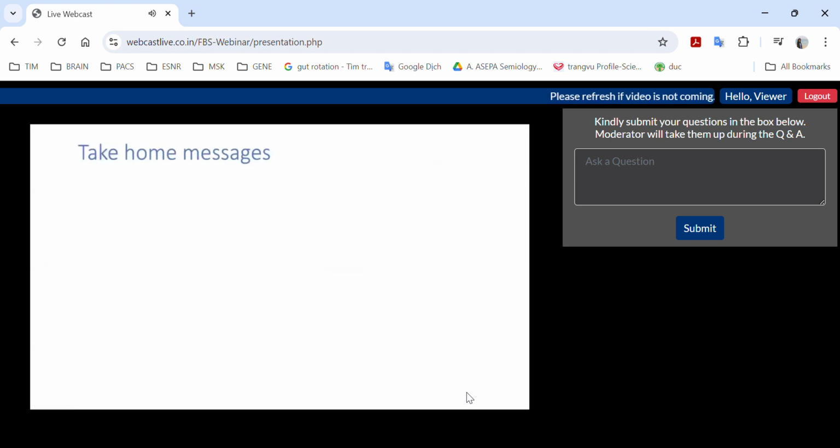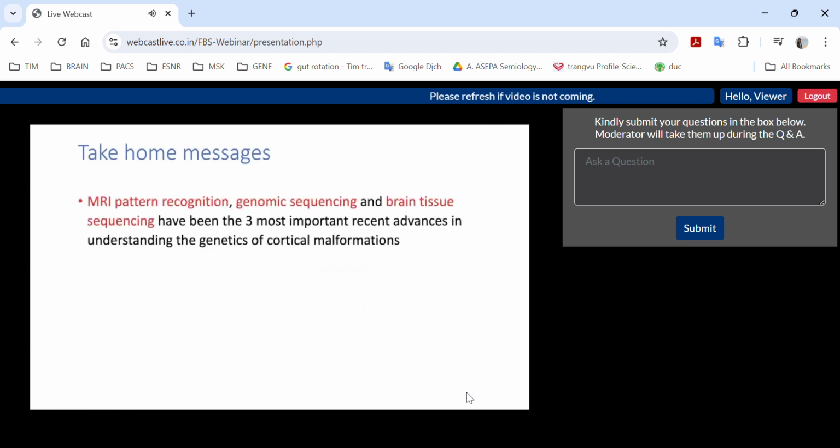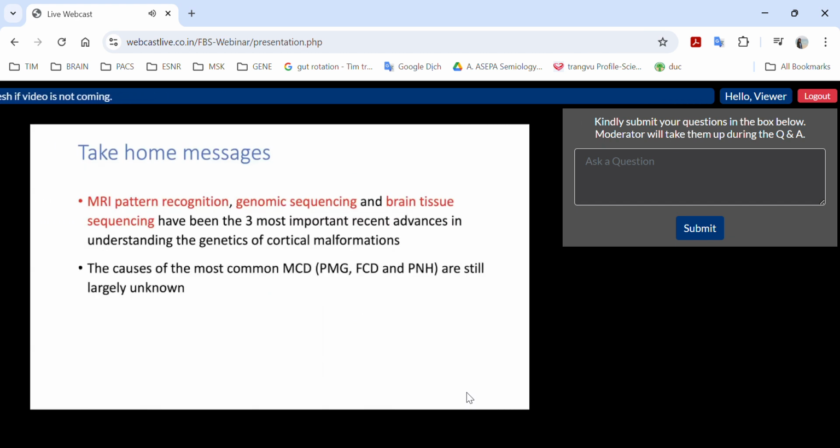So, last couple of slides, some take-home messages. MRI pattern recognition, genomic sequencing and brain tissue sequencing have been the three most important advances in understanding the genetics of MCD. However, we still don't know the causes for the most common FCD, don't know all the causes. PMG diagnostic rate about 30%. FCD, even if you have brain tissue, diagnostic rate still only about 50%. And for periventricular nodular heterotopia, which I haven't talked about today, the diagnostic rate is very low unless it's a filamin A pattern.